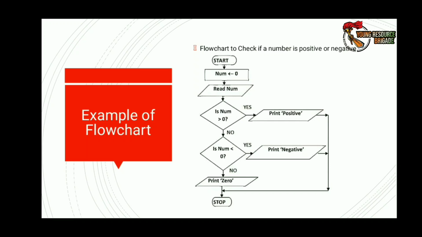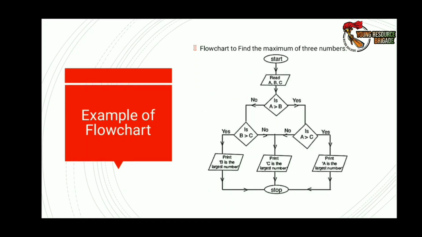If the number is not greater than 0, it may be less than 0, so here we need to check again whether the number is less than 0 or not. If the number is less than 0, the condition is satisfied, then we print negative and stop our procedure. When both conditions are false, the number is equal to 0. That means the first condition is false, the second condition is false, the number is not greater than 0, not less than 0, so we print the number is equal to 0, and at the last terminal we stop our procedure.